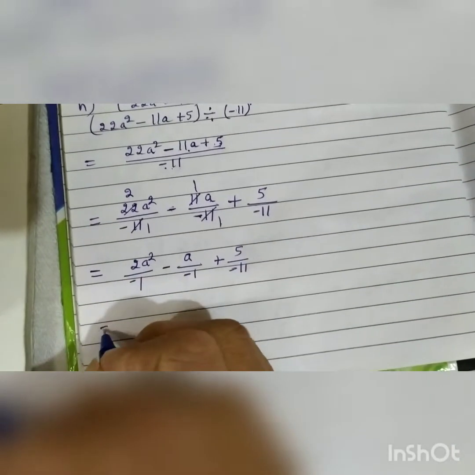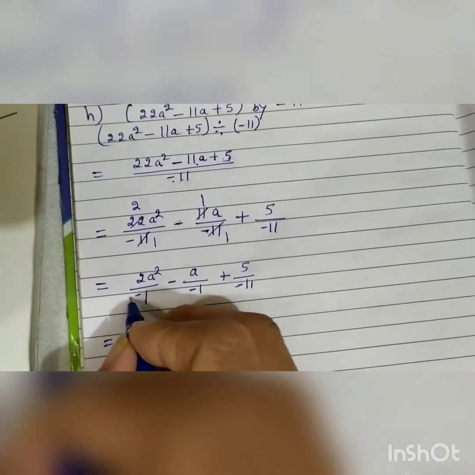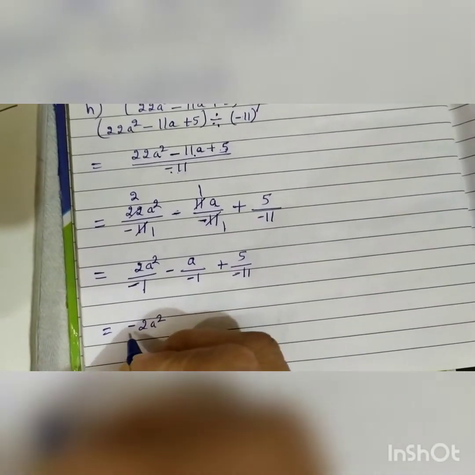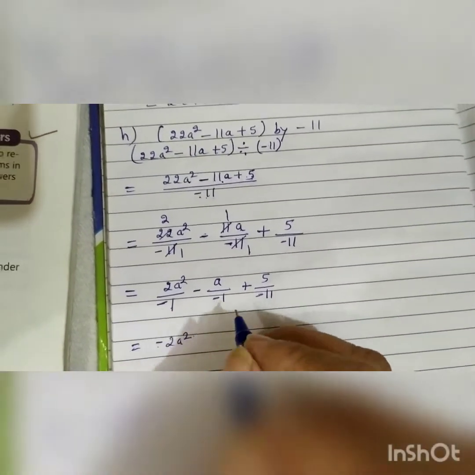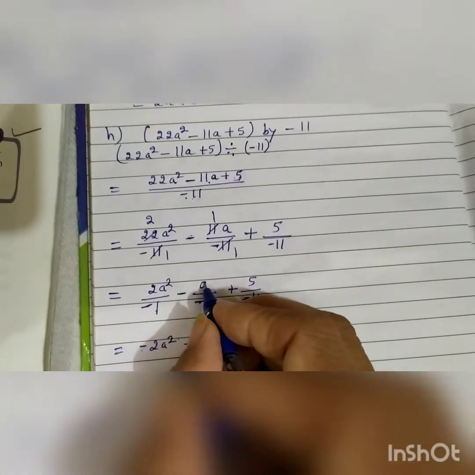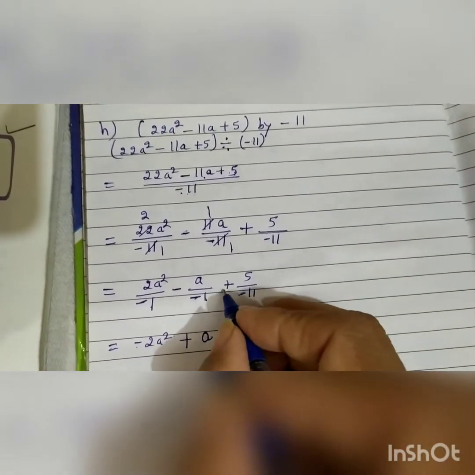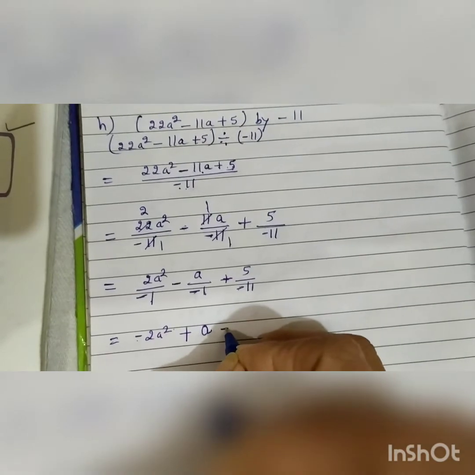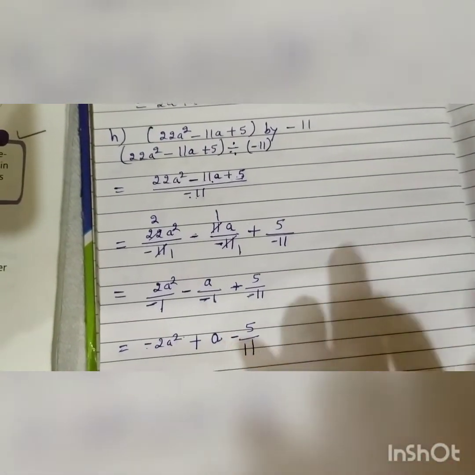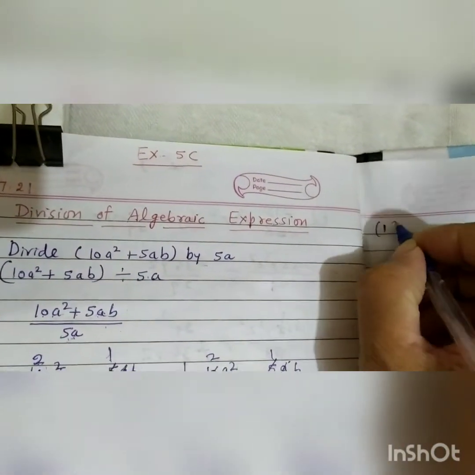Now students, this denominator is 1. We will not write the denominator as 1. This minus will be written with this 2a square, so it will become minus 2a square. Now this minus and this minus will become plus a upon 1. A upon 1 means a. We will not write 1. Then this plus and this minus will become minus 5 upon 11. This is the answer. Now come to its part I.